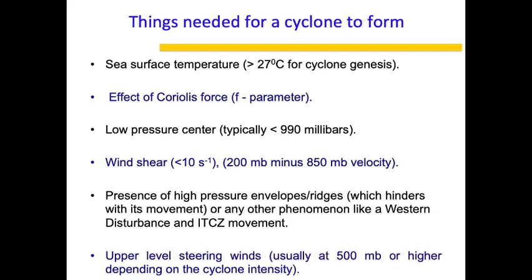And finally, upper level steering winds, usually at 500 millibar or higher, depending on the cyclone intensity. So that is the other important aspect. As you are closer to the equator, the cyclones will move towards the west, and as the cyclone climbs northward, it will start moving towards the east because of the westerly winds. So that is very clear.